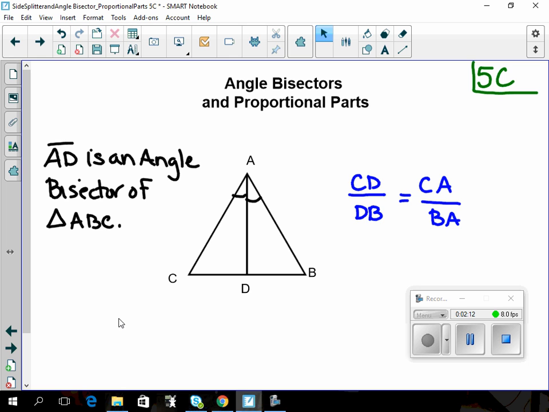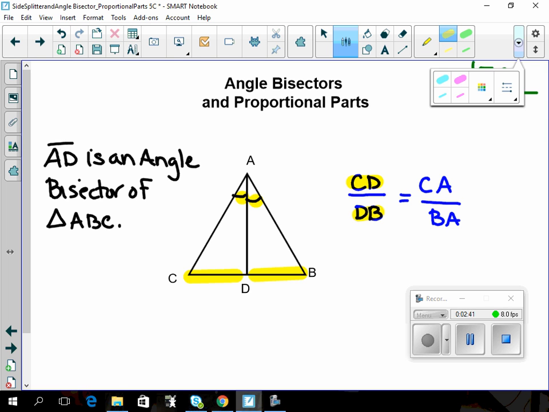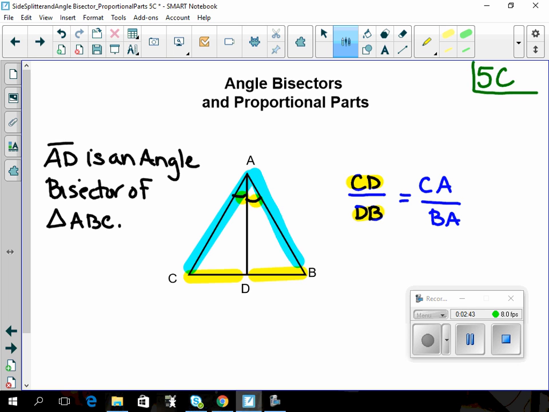But another thing that divides things into proportional parts, not only are similar triangles, but angle bisectors do it as well. Notice angle bisectors are labeled with these little guys right here. We know what an angle bisector is. And what an angle bisector does is it divides these two sides, the sides where the angle bisector hits, and then it also divides them proportionally with the other two sides. I like to think left to right, left to right. That helps me for some reason.